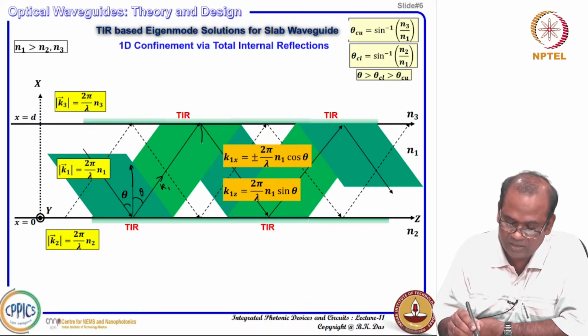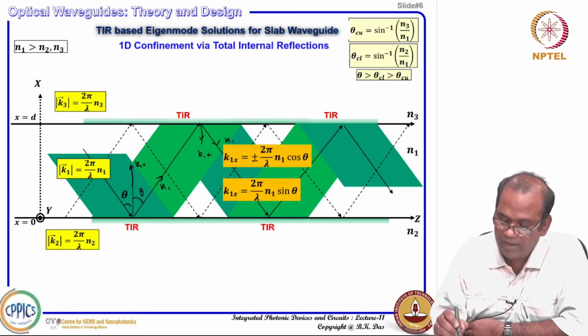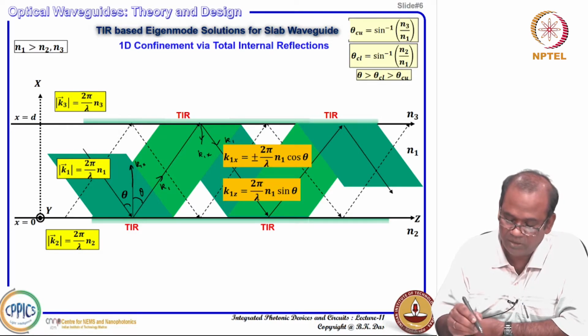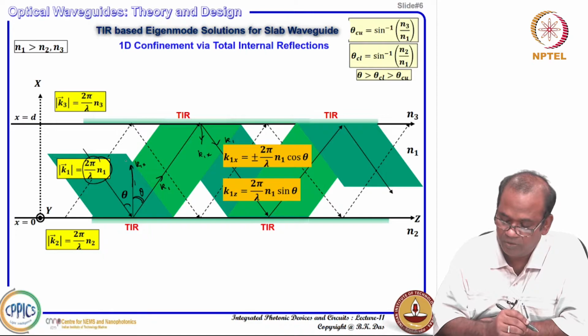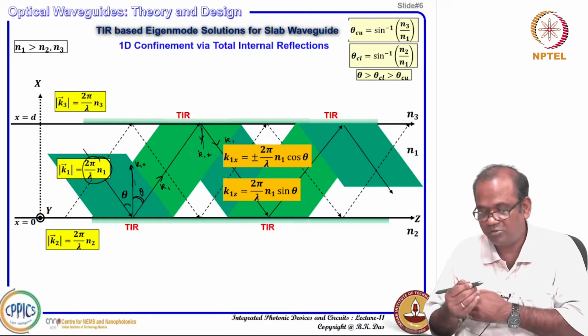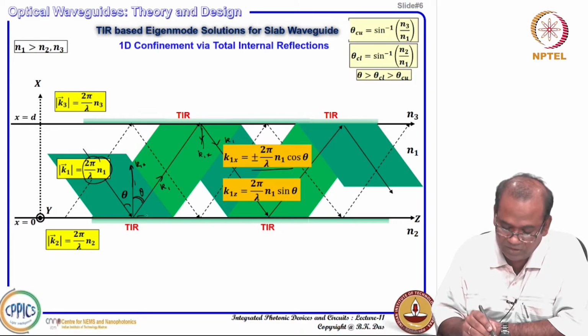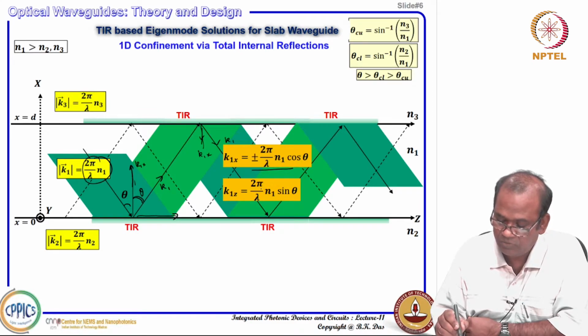Since you have another reflection coming here, it can also be considered as a k1 vector, and k1x will be there here also. So, in this total internal reflection at both interfaces, k1x can have plus 2 pi by lambda n1 times cos theta as the x component, and since there is also a component in the opposite direction, we write plus minus. And if I try to see the longitudinal component, k1z is 2 pi by lambda n1 sin theta. So, this is the longitudinal component.